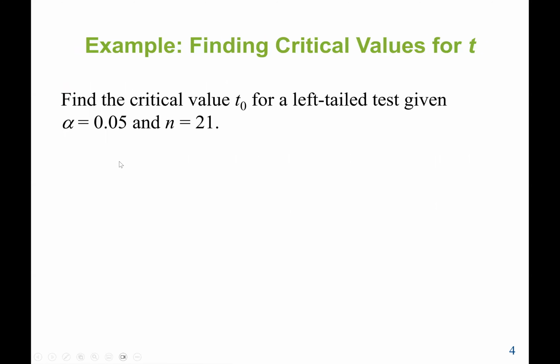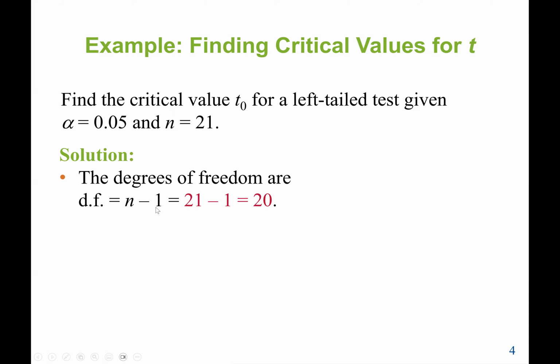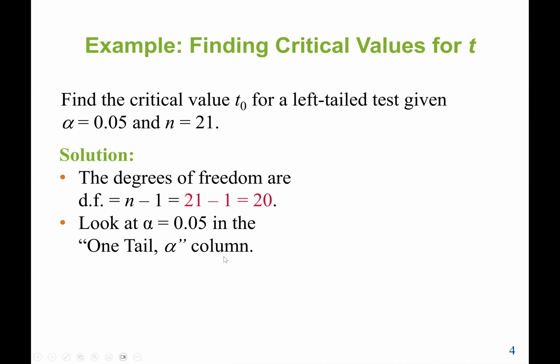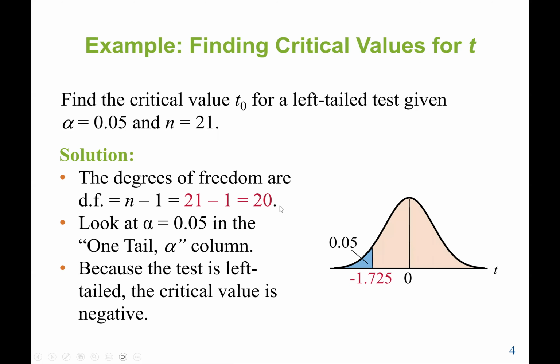So now we have one example here. They say we should find the critical value t0 for a left tail test given alpha equal to 0.05 and n equal to 21. So we know the value of alpha, we know the value of n, so we can find the degrees of freedom, which will be n minus 1, which is 20. This means we have to go to row 20. So we look at 0.05 in the one tail alpha column, and the row will be 20.